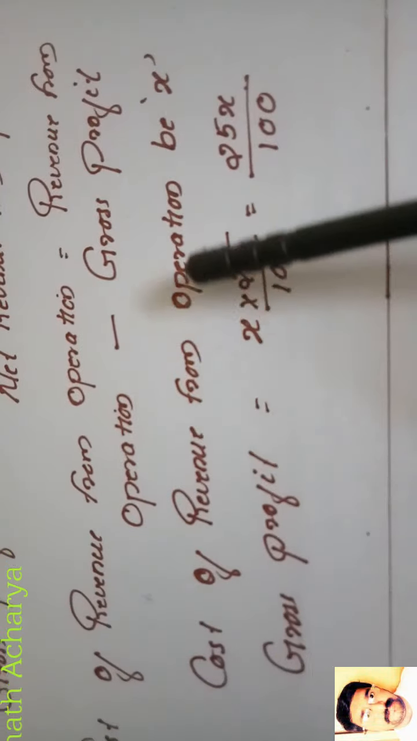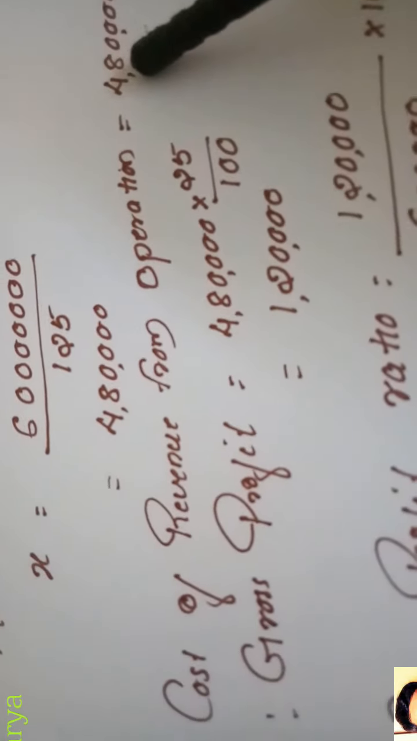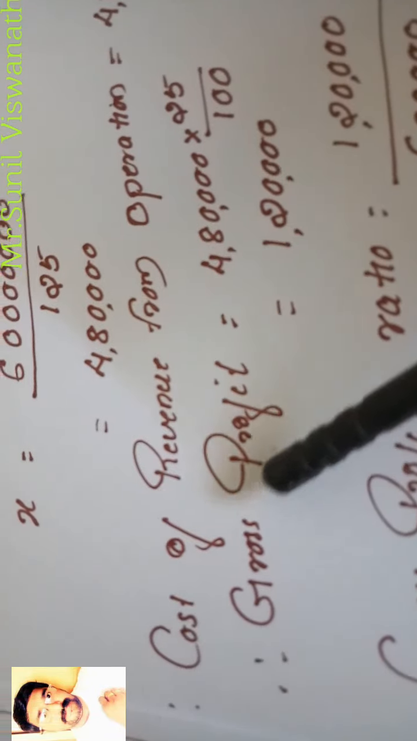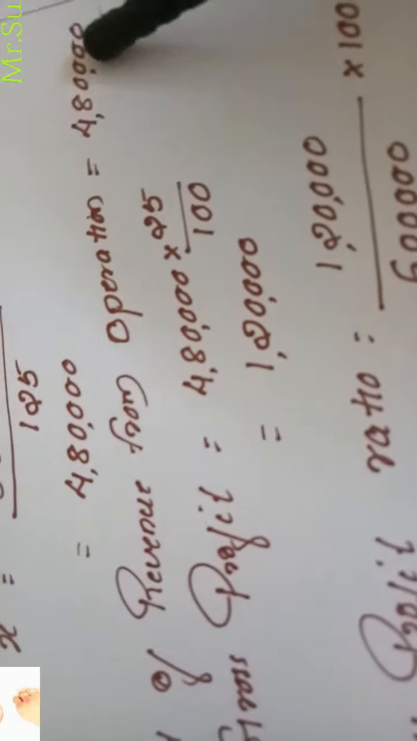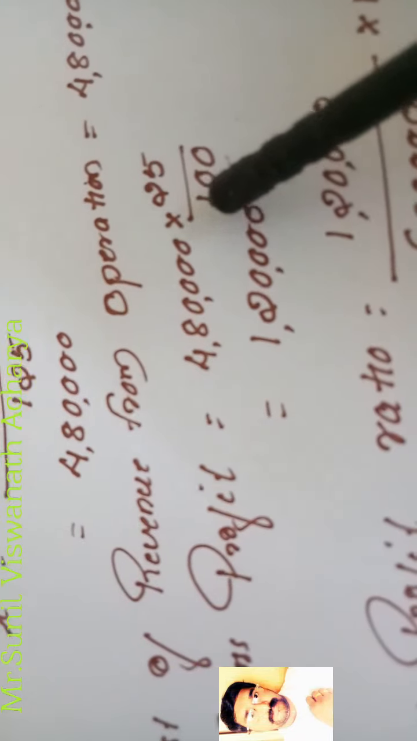X we already took as the cost of revenue from operation. So here we got x as 4,80,000. That means the cost of revenue from operation is 4,80,000. From this we can find gross profit. Already given in the question, gross profit is 25% of cost. Cost we got is 4,80,000, so 4,80,000 into 25 by 100 is 1,20,000. So we got gross profit as 1,20,000.